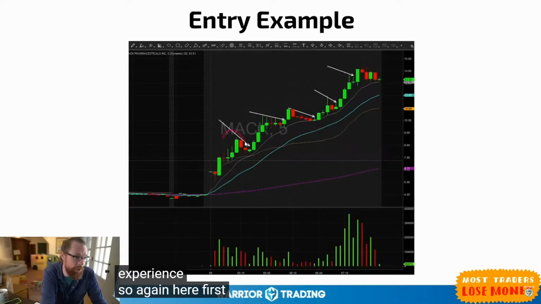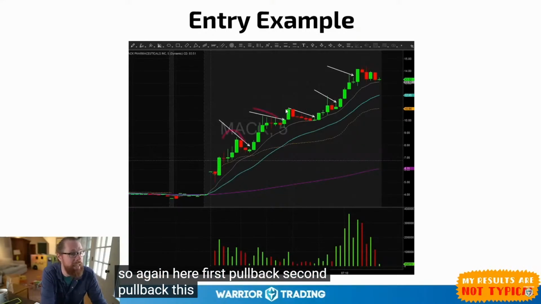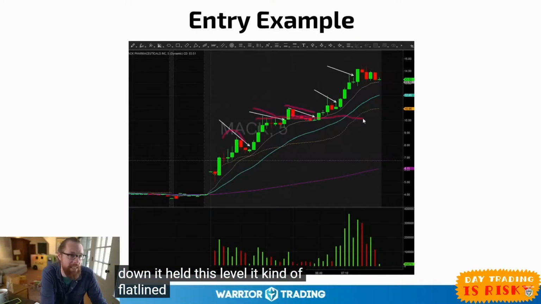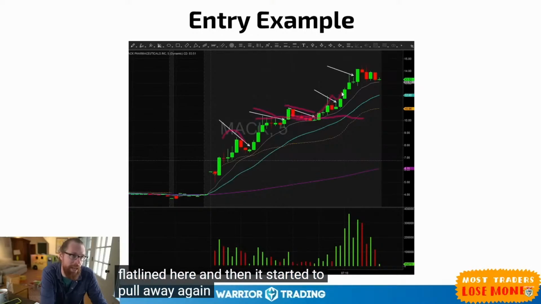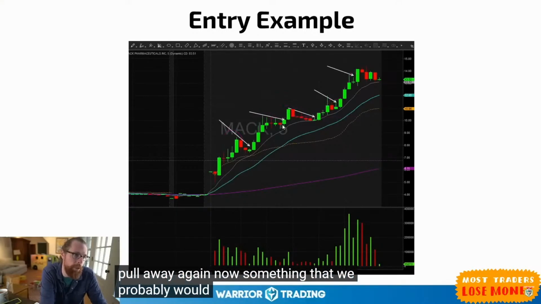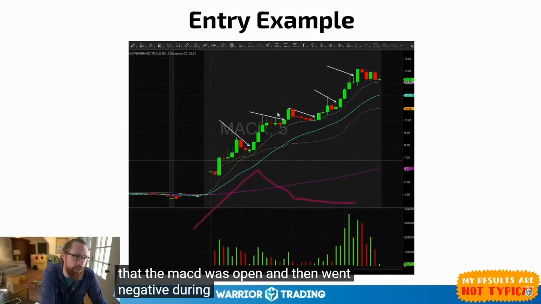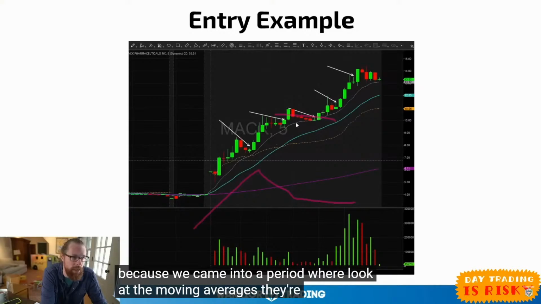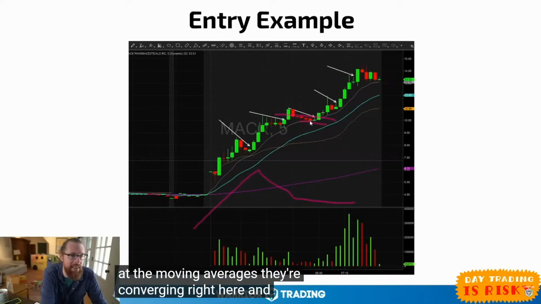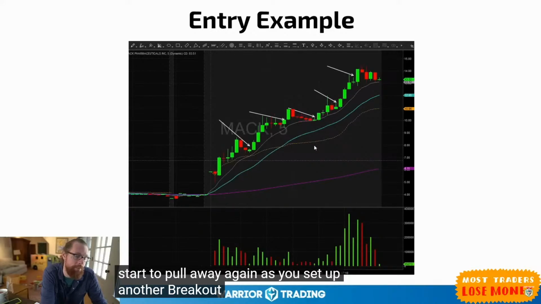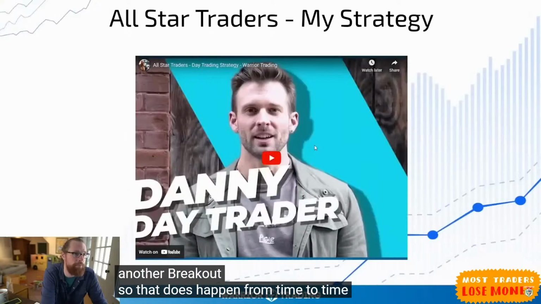So again here, first pullback. Second pullback, this one ended up working, and that's not common. This one came back down, it held this level, it kind of flatlined here, and then it started to pull away again. Now, something that we probably would have noticed here was that the MACD was open and then went negative during this period right here. Because we came into a period where, look at the moving averages, they're converging right here. And then they start to pull away again as you set up another breakout. So that does happen from time to time.